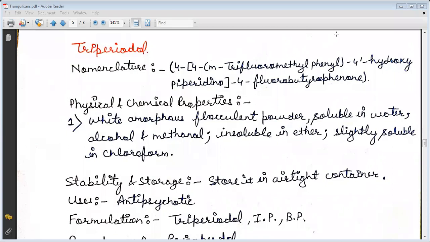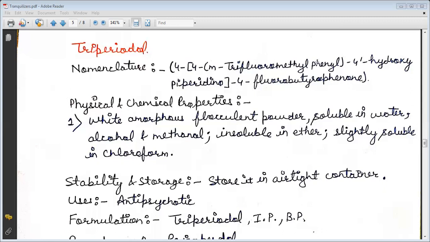The nomenclature includes 4,4-M, where M refers to meta, trifluoromethylphenyl, 4-hydroxypiperidine, 4-fluorobutyrophenol. The physical and chemical properties include white amorphous flocculent powder, soluble in water, alcohol, and methanol, insoluble in ether, slightly soluble in chloroform. Store it in airtight container.